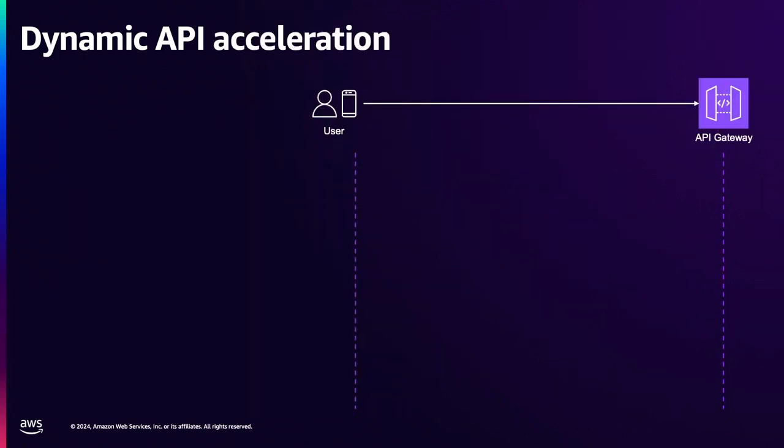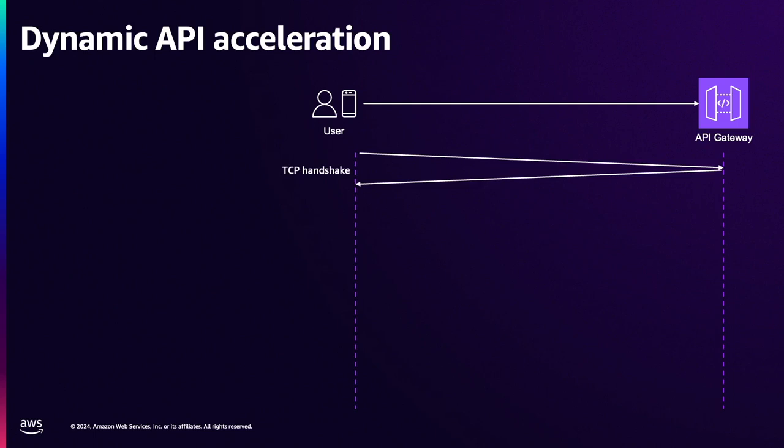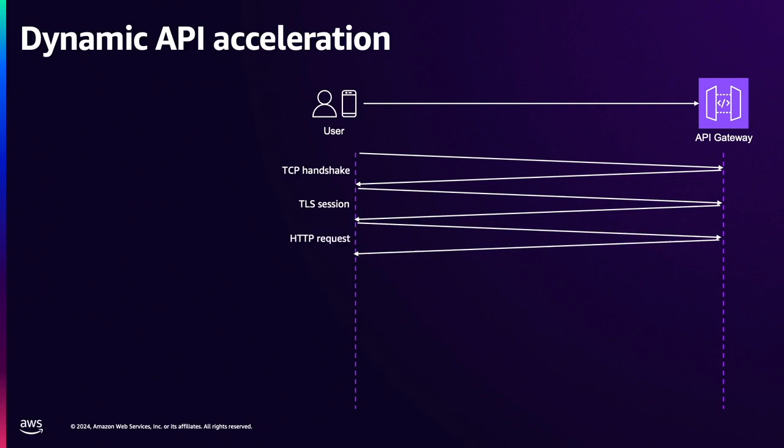So let's talk a little bit more about this and focus on API acceleration, dynamic traffic acceleration using CloudFront. To explain how this works, I would start by contrasting with an API call made to an API Gateway, an API endpoint that is regional and not using any CDN like CloudFront. What happens is first, the user needs to establish the TCP connection using the handshake. Then establish a TLS session for encrypting the content. And finally, make the HTTP request.